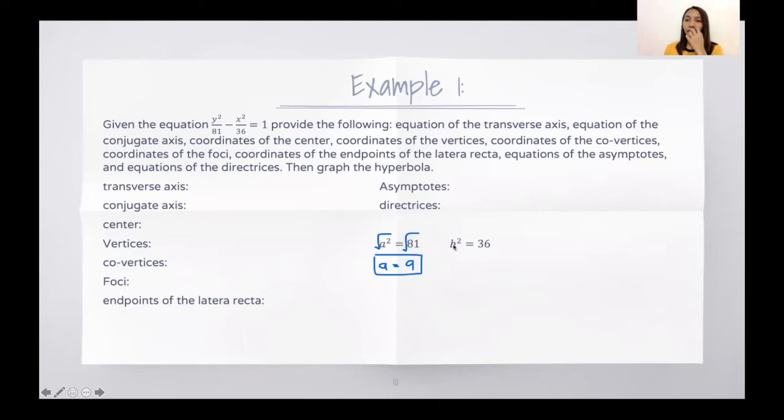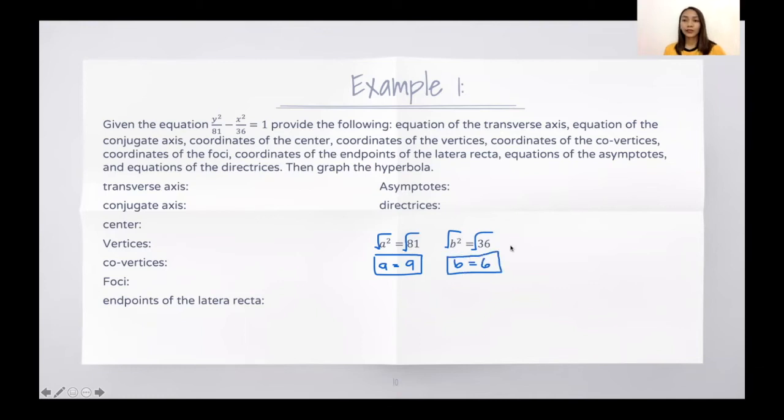To find the value of b, same, we are going to get the square root. The square root of b squared is b, and the square root of 36 is 6. So we already have the value of b, which is 6.